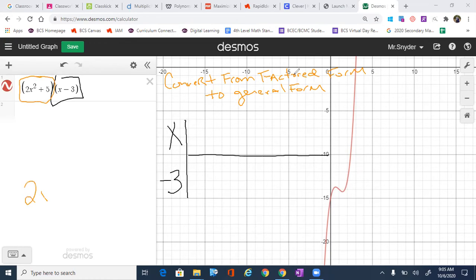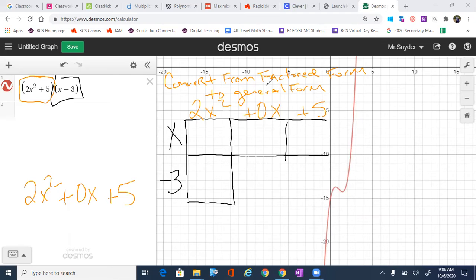Now, as we look at 2x squared plus 5, you're going to notice we're missing the linear term x. So I'm going to put a 0x plus 5. And what I do with that is I'm going to take that, I'm going to put it all the way across the top, and I'm going to write 2x squared plus 0x, I do include that, plus 5. Once I have that, I go ahead and I start blocking off my squares.